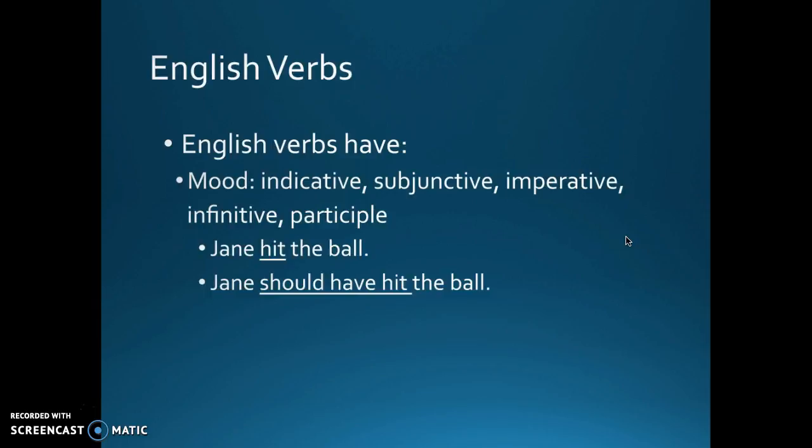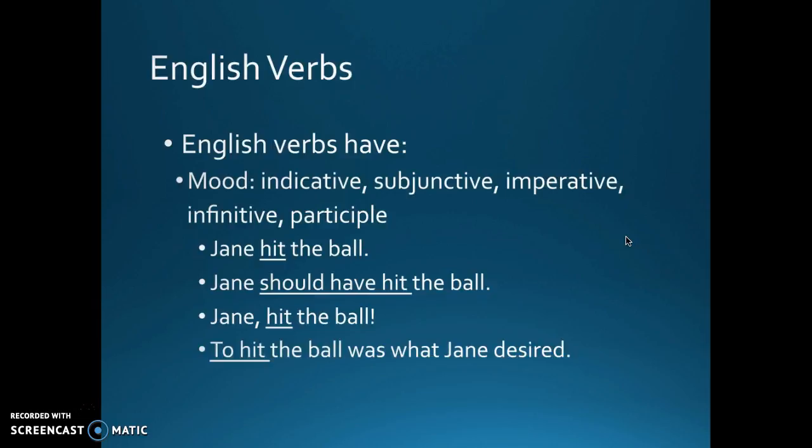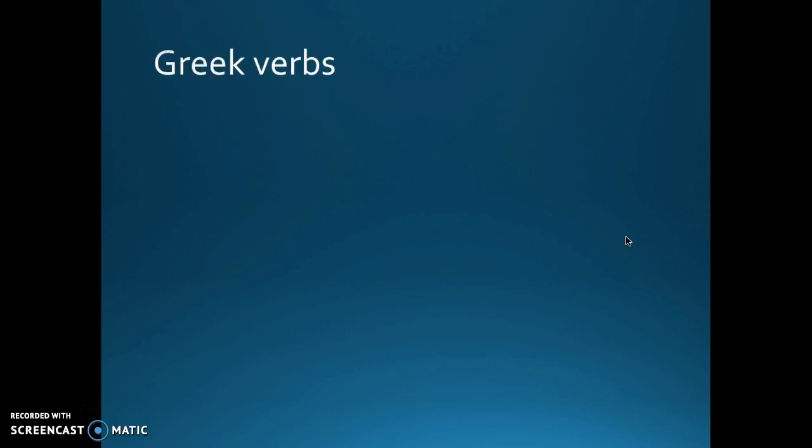So Jane hit the ball is an indicative example. Jane should have hit the ball, subjunctive. Jane, hit the ball, is an imperative. To hit the ball was what Jane desired, infinitive. After hitting the ball, Jane ran to first base, an example of a participle, usually an ing verb. After hitting.